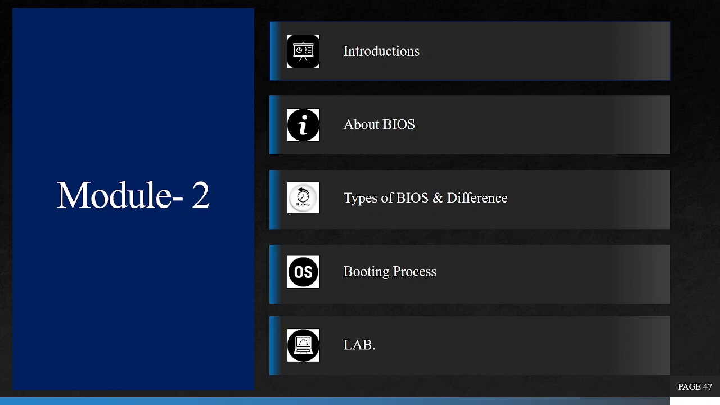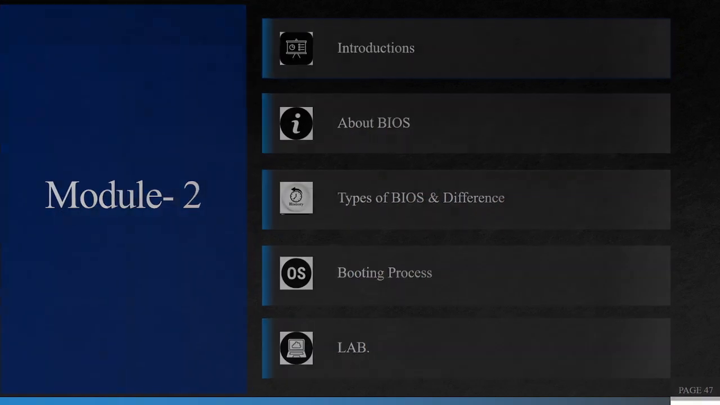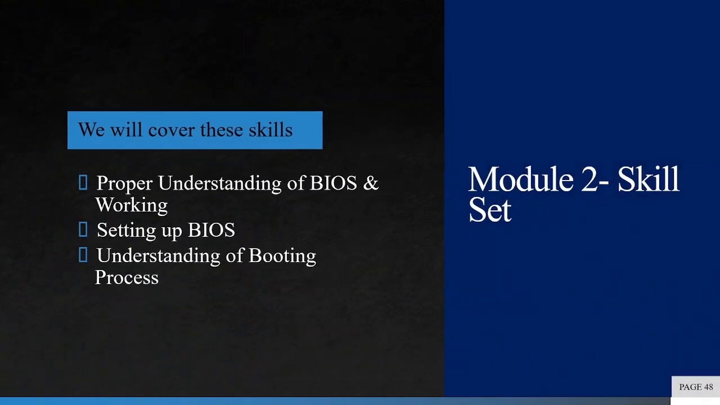These are the modules in front of you: introduction, about, types of BIOS and difference, booting process, and lab. These are the 5 segments we are going to cover in the upcoming videos of Module 2. After completing Module 2, you will be able to provide proper explanations of the BIOS, understand how to set up a BIOS, and understand the whole booting process. These are the skill sets that you are going to cover after completion of this particular module.